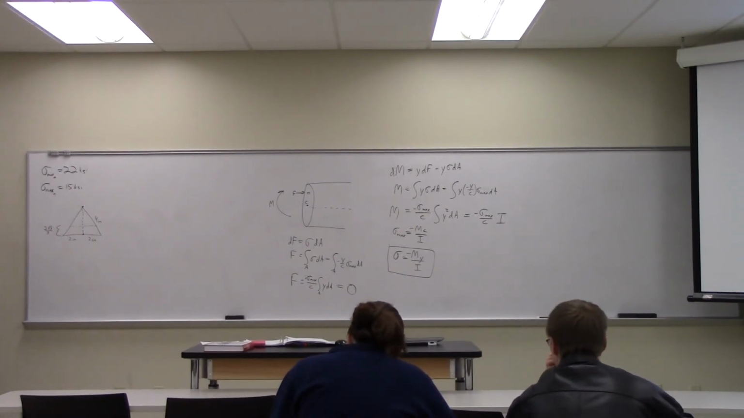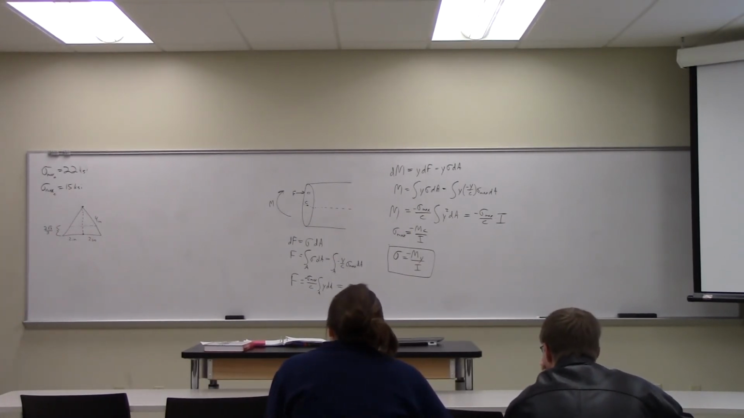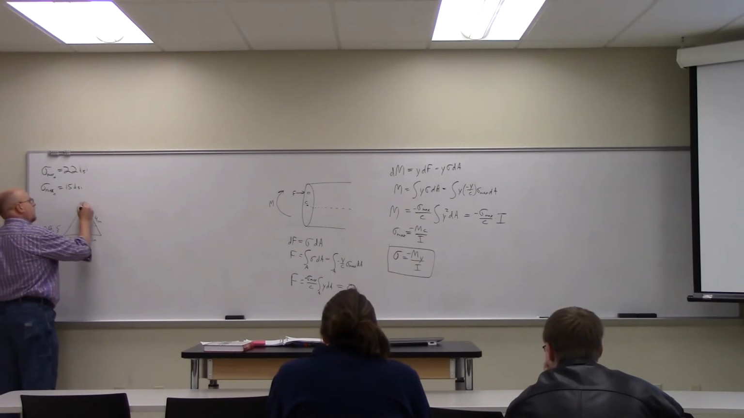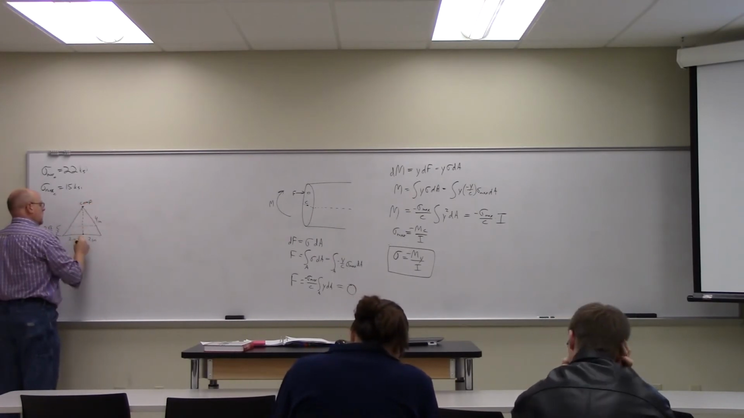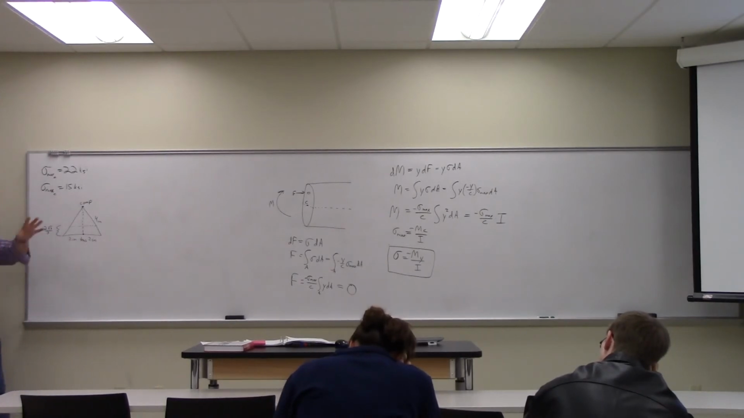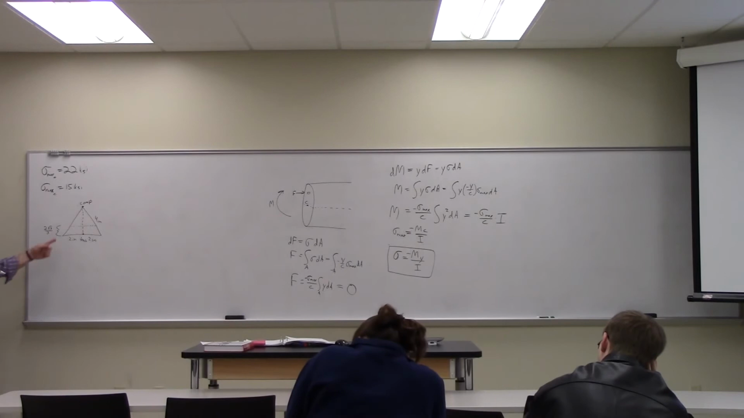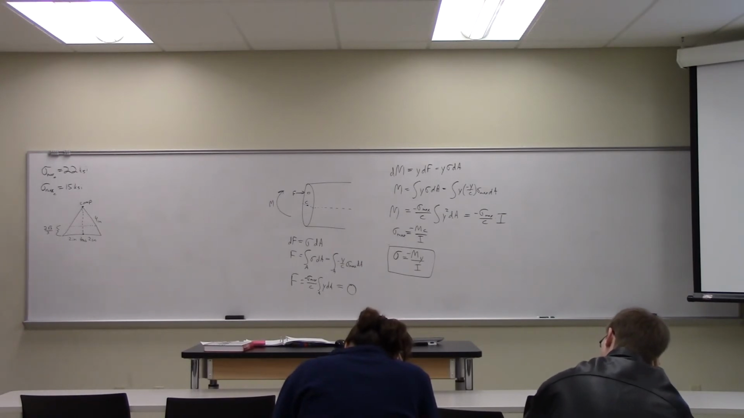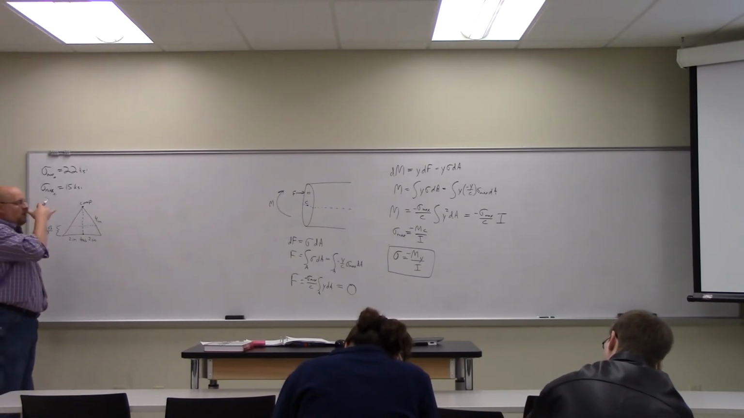Okay, which one of those is in compression? The peak is in compression. So we have compression up here, and tension down here, because of the way that the moment has been applied. So we want to evaluate the top to see if it fails in compression, and the bottom to see if it fails in tension. But we don't know what the applied moment is. They're asking us, what is the largest internal moment that can be applied?